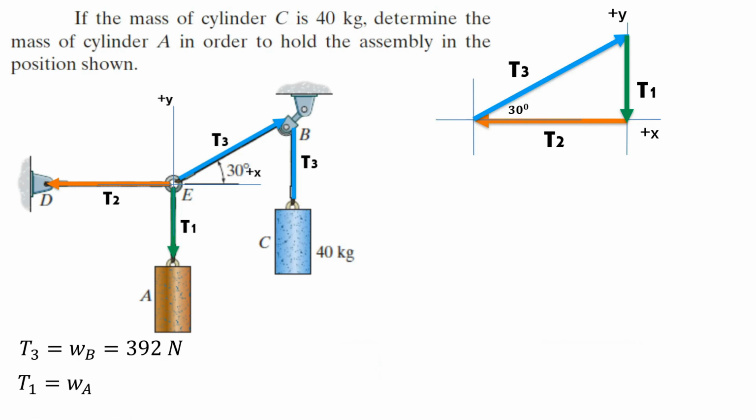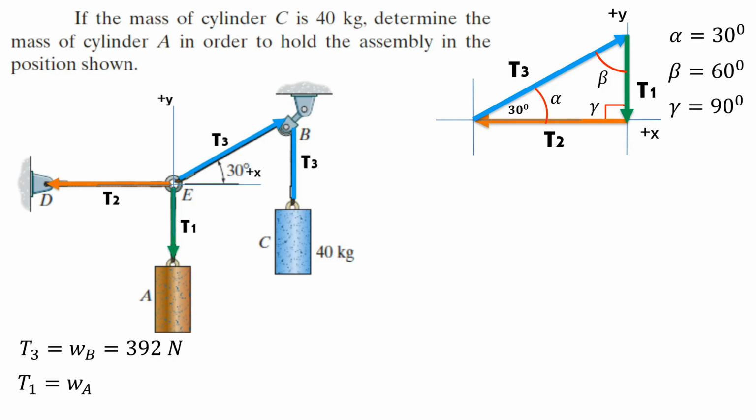Now, let's identify the angles by inspection. The opposite of T1, I will call alpha, and as you can see, alpha is just equal to 30 degrees. The opposite of T2, I will call beta, and the opposite of T3, I will call gamma. As you can see, this is a right triangle, therefore gamma is 90 degrees. Since gamma is 90 degrees and the total angle in a triangle is 180 degrees, beta is 60 degrees. Our goal is to find the weight of mass A.